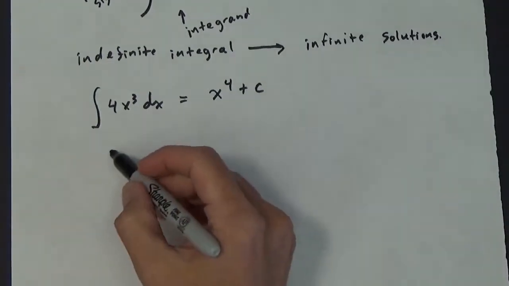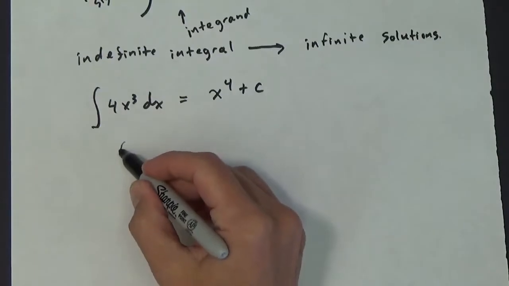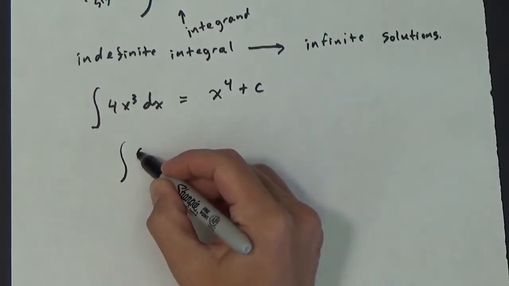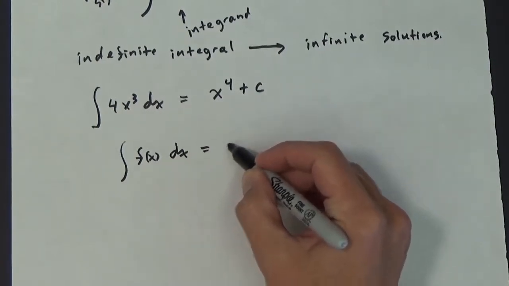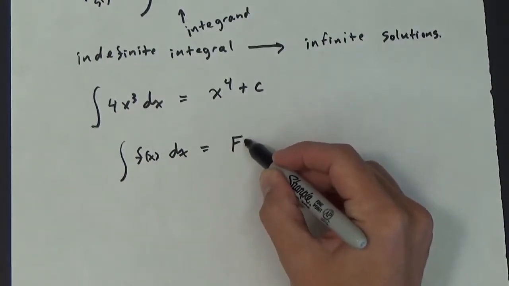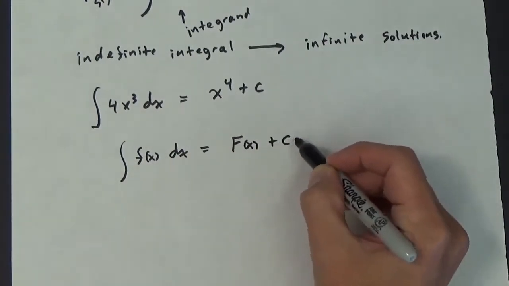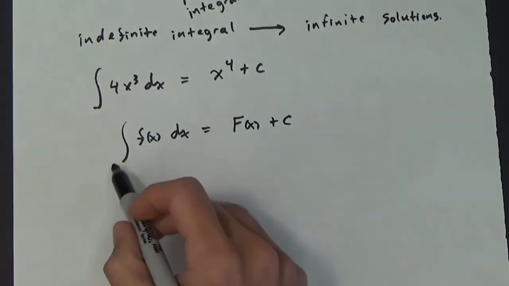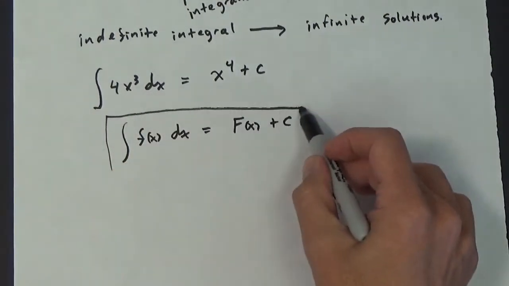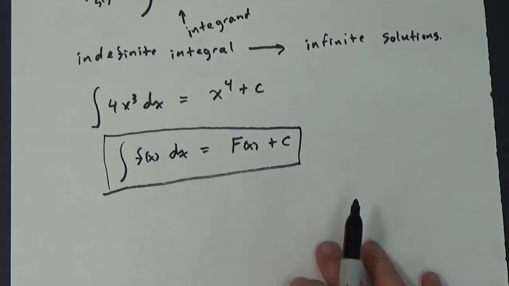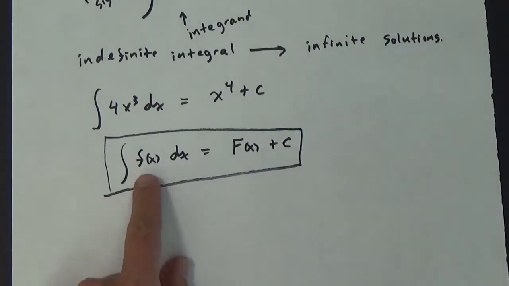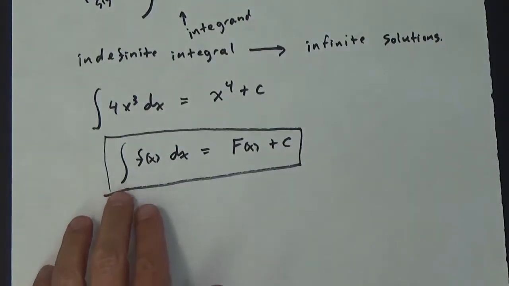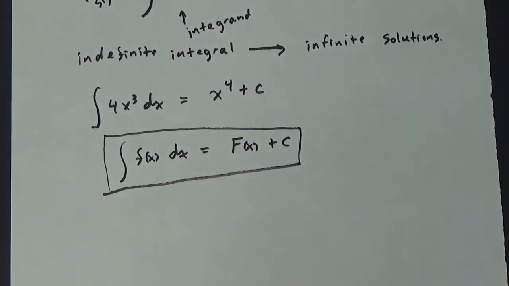We can write this out in general terms. The integral of f of x dx equals capital F of x plus c. And that is the concept of an indefinite integral. You're given a function, the derivative of a function, and this integral sign is telling you to find the antiderivative of that.